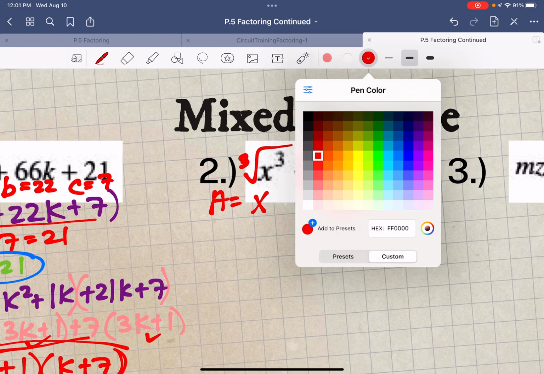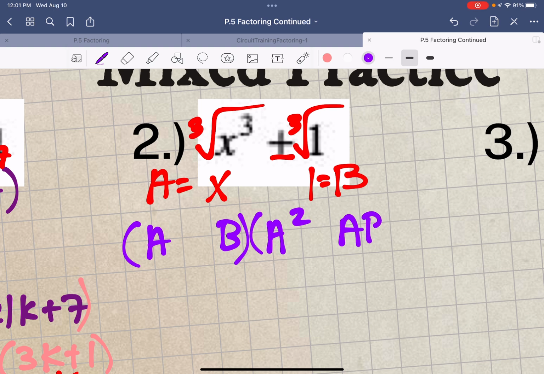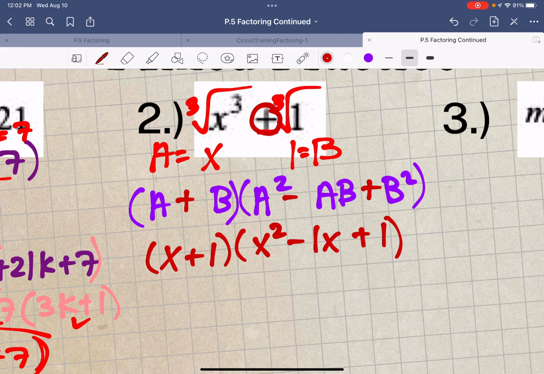I'm going to go ahead and just write my template out because with cubes, really the big thing is just that you use the template. So if you just remember, it's (A B)(A squared, AB, B squared). I can add the plus and minus because it is the same. So I've got a plus here. So same, opposite, always positive. All right, so now I just plug the values in. So x plus 1, x squared minus 1x plus 1.